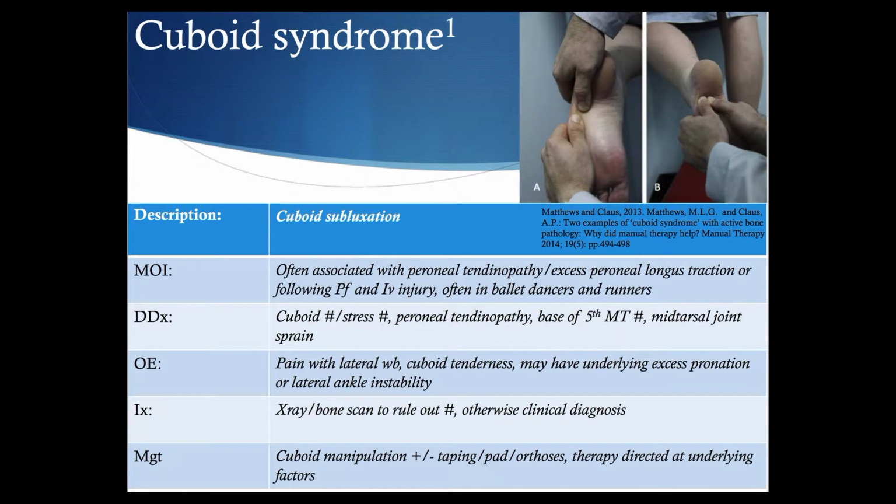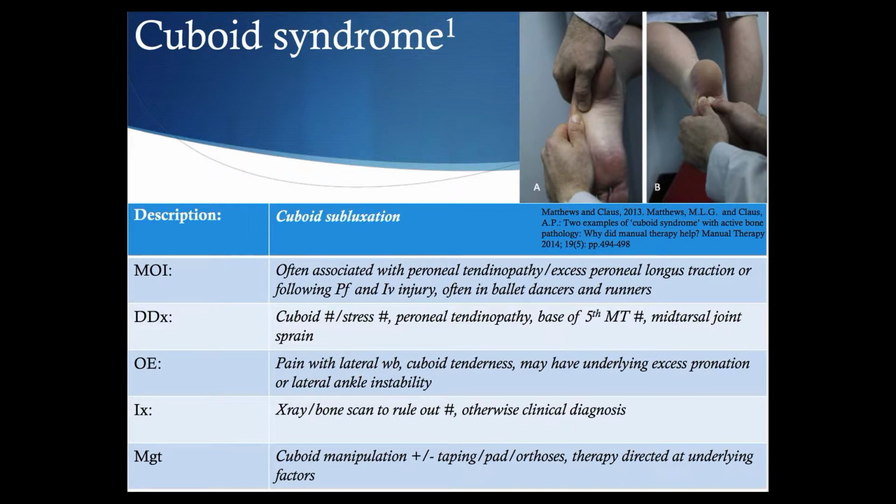Cuboid syndrome, thought to be related to a cuboid subluxation, and as a result of associated conditions with respect to the peroneal tendons, often seen in jumping athletes, ballet dancers, runners, etc. Certainly want to keep in mind the possibility of cuboid fracture, stress fracture, as well as peroneal tendinopathy. Usually pain localized over the cuboid and tenderness, along with possibly excessive pronation or lateral ankle instability.